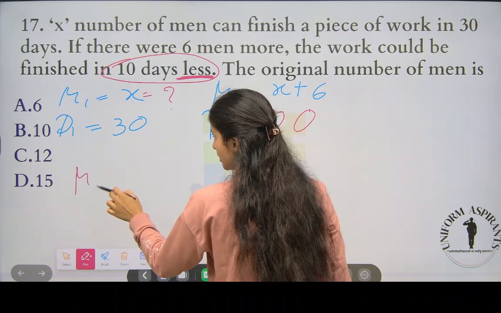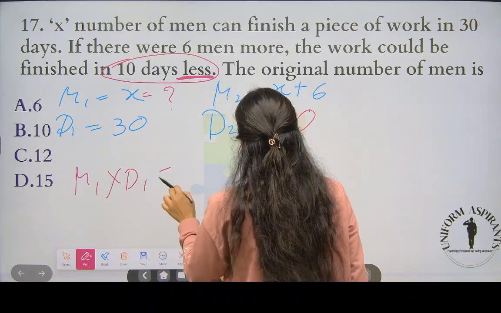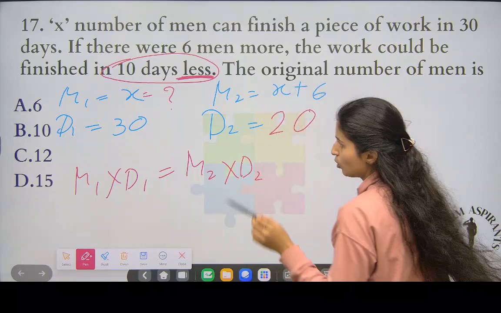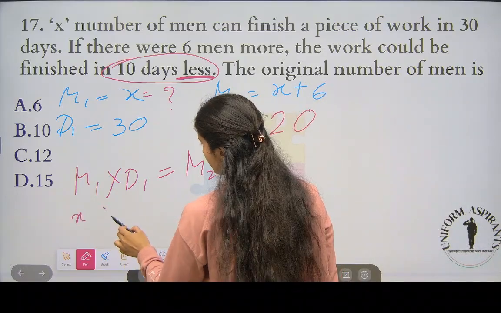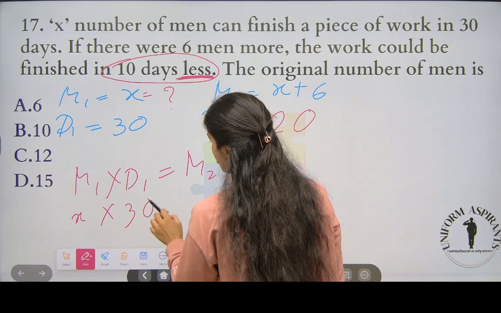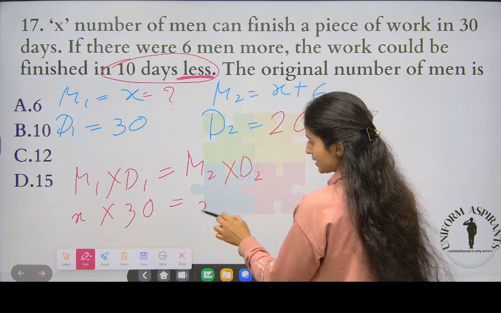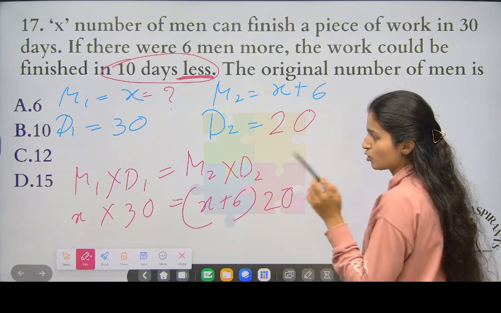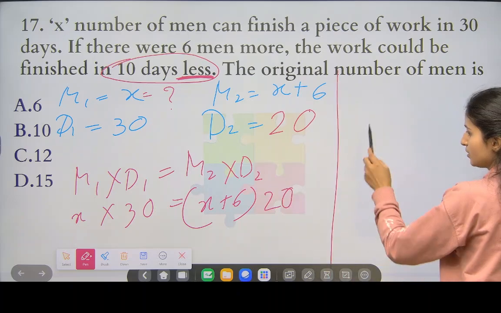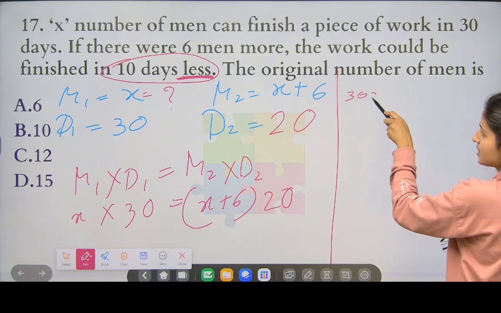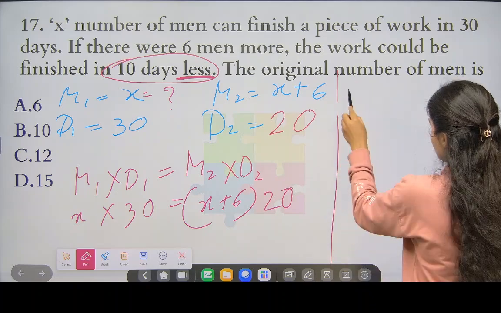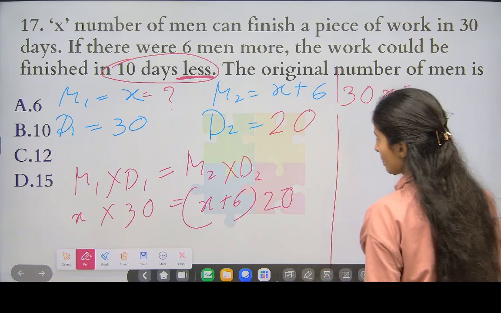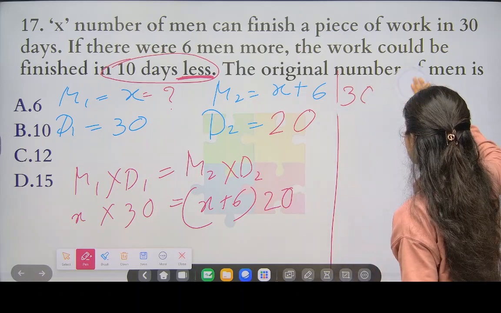So M1 into D1 is equal to M2 into D2. No problem. What is M1? M1 is x, which we have to find, times 30 because they are taking 30 days. M2 is x plus 6. Fine, no problem. Then D2 is 20 days. Now solve this. How to solve it? 30x is equal to, okay, I'll tell you the easiest method to solve this.